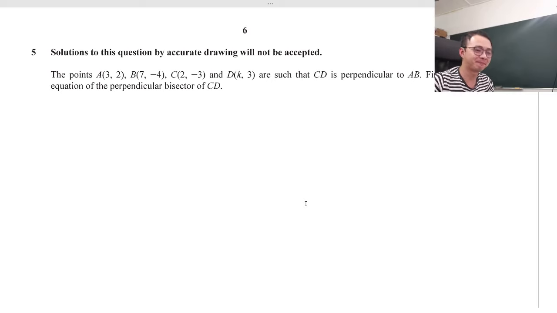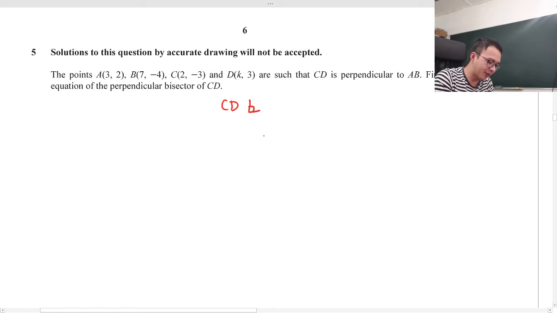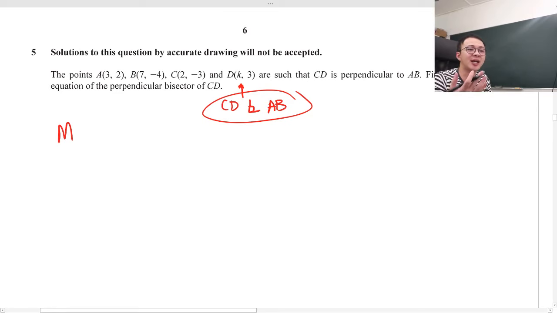Alright, so you have A, B, C, D here, such that CD is perpendicular to AB, and then find the equation of the perpendicular bisector of CD. This information actually can help me find my k value here, because since they are perpendicular, I know the gradient of CD multiplied by the gradient of AB should give negative 1. This is what happens when you see perpendicular.